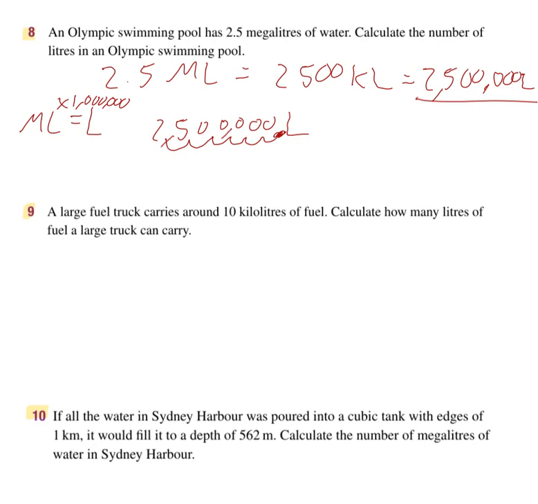Alright, next one. A large truck carries around 10 kilolitres of fuel. Calculate how many litres of fuel a truck can carry. Again, should be fairly easy to go from kilolitre to litre. You've got to end up multiplying by 1,000. Kilo just means 1,000, just like from kilometre to metre, which is a lot more common that we use. So if you've got 10 and you multiply that by 1,000, you should just be able to get 10,000 litres. We won't need to do anything more for that one.